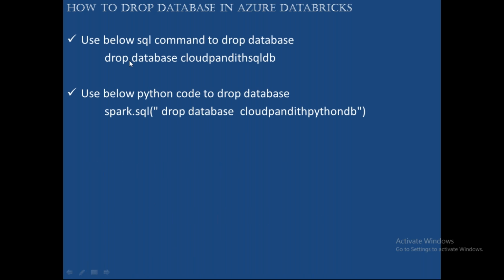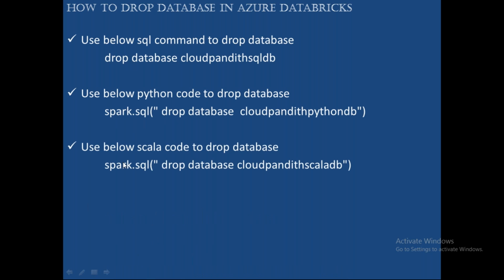In Python code, how to drop database name, but this command you need to pass to the SQL function, spark.sql. Next, in Scala also same, spark.sql. So you need to pass this particular drop command to this SQL function. Okay, so these are the ways you can create a database, describe a database, and drop a database.